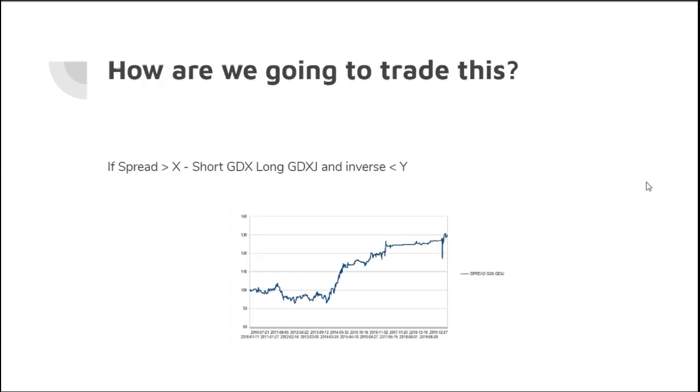So if the spread goes above X, we are going to short the highest valuated assets, in this case senior miners, and I'm going to go long on the undervaluated assets. And if there is the inverse, if our spread is below Y. Okay, so think of this as a forex pair.